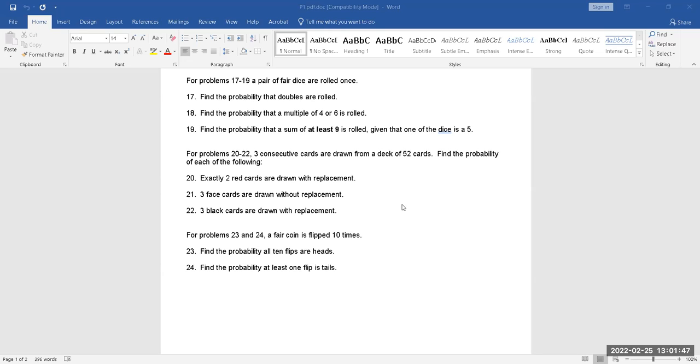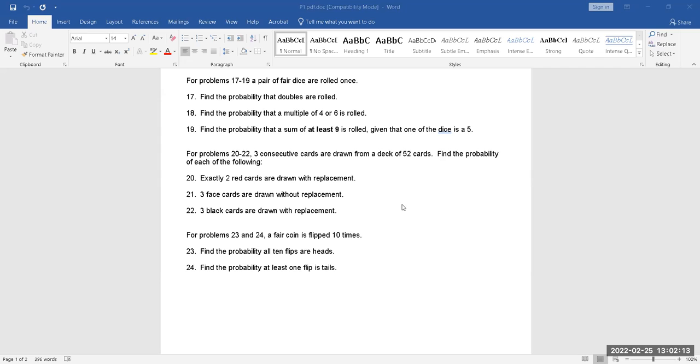So doubles. What are doubles? Doubles are these guys, don't they? So what's the probability that somebody rolls doubles? Well, how many ways can I roll doubles? 1, 1, 2, 2, 3, 3, 4, 4, 5, 5, 6, 6. So that's six ways. So the answer is 6/36. That's it.